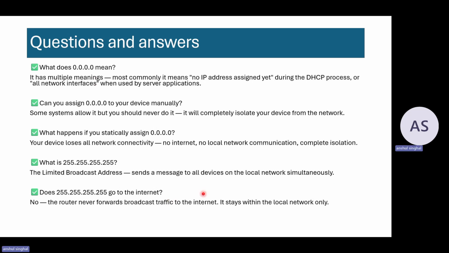Okay. And then one question might come to our mind: when a device is sending a message via this broadcast address, does this message go to the internet as well? The answer is no. The router never forwards broadcast traffic to the internet. It stays within the local network only.